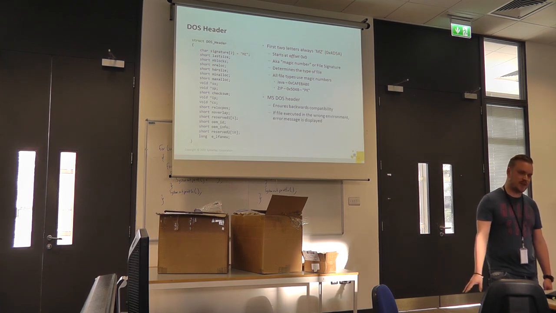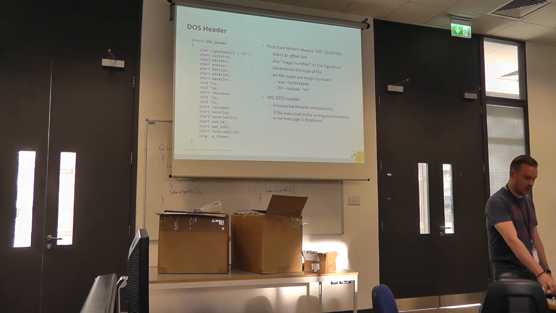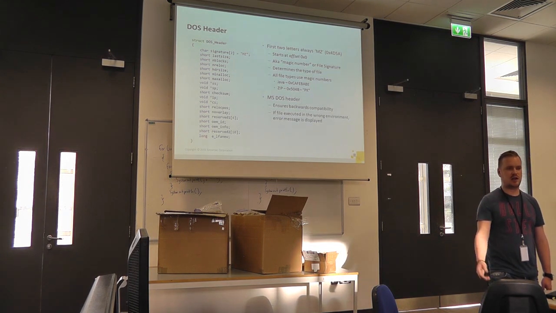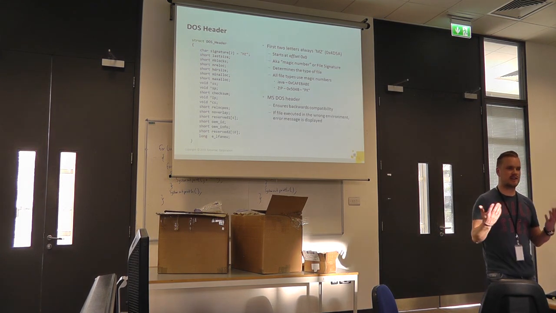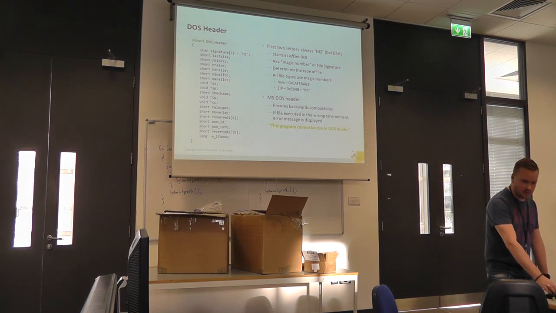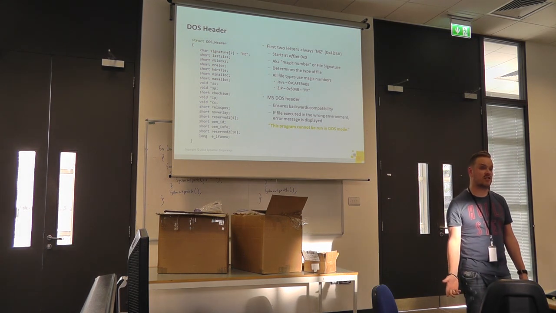The whole reason for the MS-DOS header is just to ensure backwards compatibility. For example, if you were to execute a PE file on a machine that doesn't support it, it will just print "This program cannot be run in DOS mode" or similar. You can see that same string in loads of samples. So it's going to be a PE file that you come across.